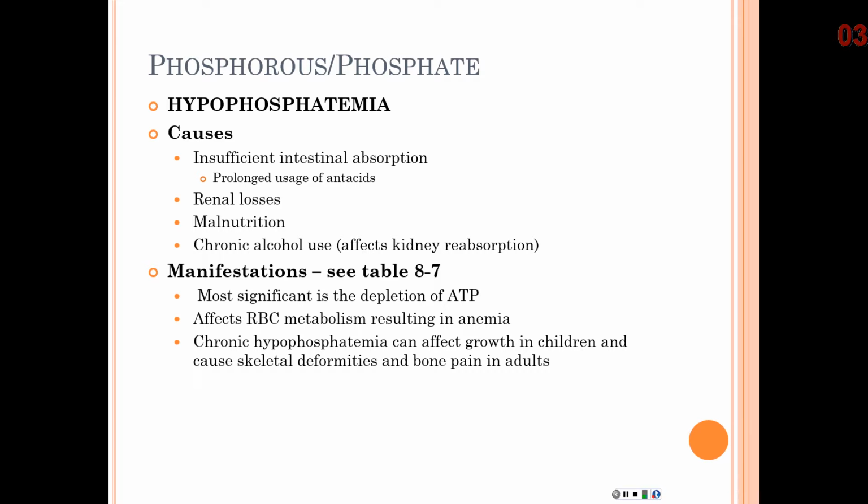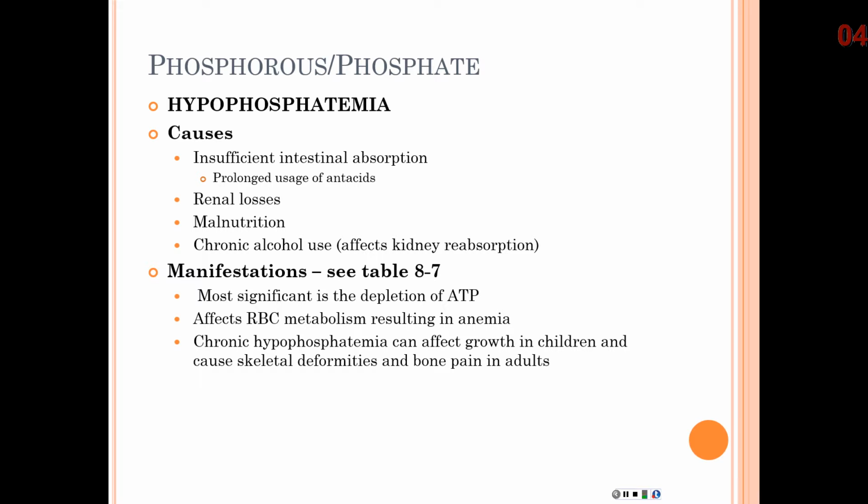Certainly malnutrition and chronic alcohol use. It affects kidney reabsorption, and chronic alcohol use is linked very much to malnutrition. Those who are alcoholics tend to not eat properly and get proper nutrition as well. So those two really go together as causes for issues with phosphate levels, or not having enough. The manifestations are in your book, so see table 7-8 for that.